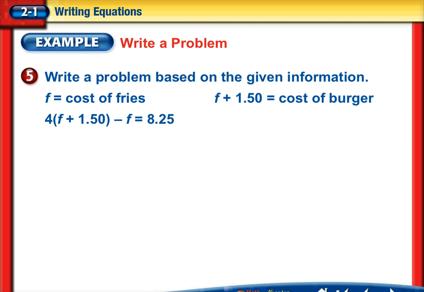Now look at this equation right here. I do not want you to tell me it's 4 times the sum of F and 150 minus F equals 825. That's not the story I want to hear. Instead, I want to hear something like this: 4 times the price of the burger minus the price of the fries will equal $8.25. That's the story I want you to tell me. Is that hard?